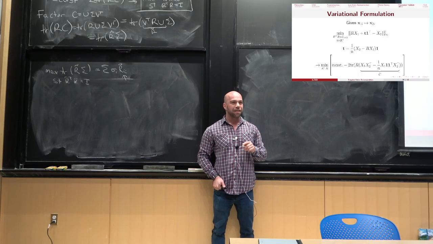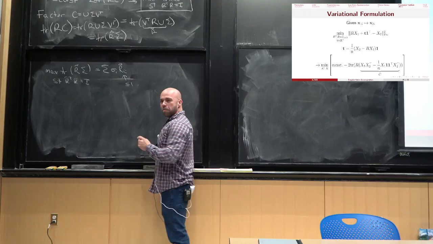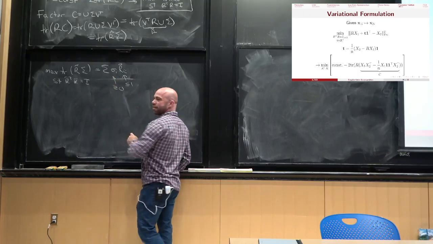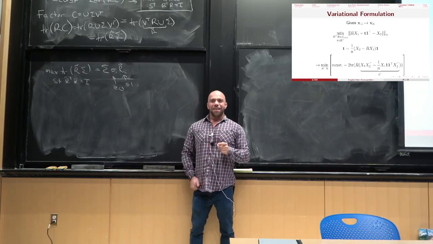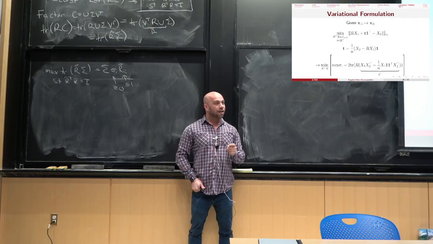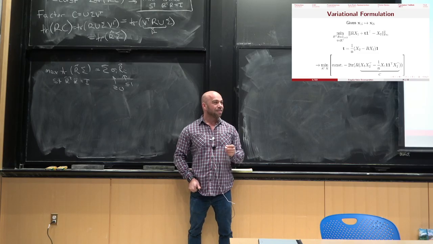Yeah, it's less than or equal to 1. Moreover, I know that the sigma i's, by definition, are greater than or equal to 0. So if I can find an R tilde where Rii is equal to 1, then I know I can't do any better. Do we have any suggestions?